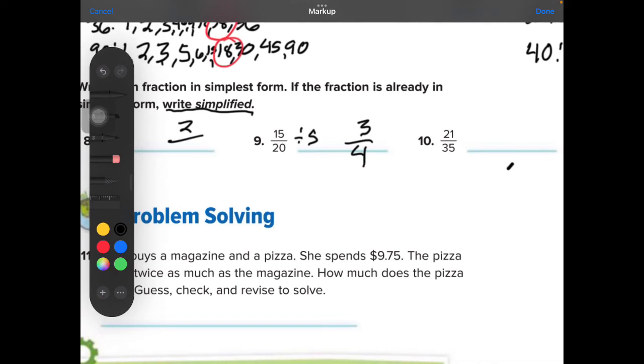Okay, number 10, I'm looking at this, and I know that, let's see, 7 will go into both of them. I can divide them both by 7. So 21 divided by 7 is 3. 35 divided by 7 is 5.